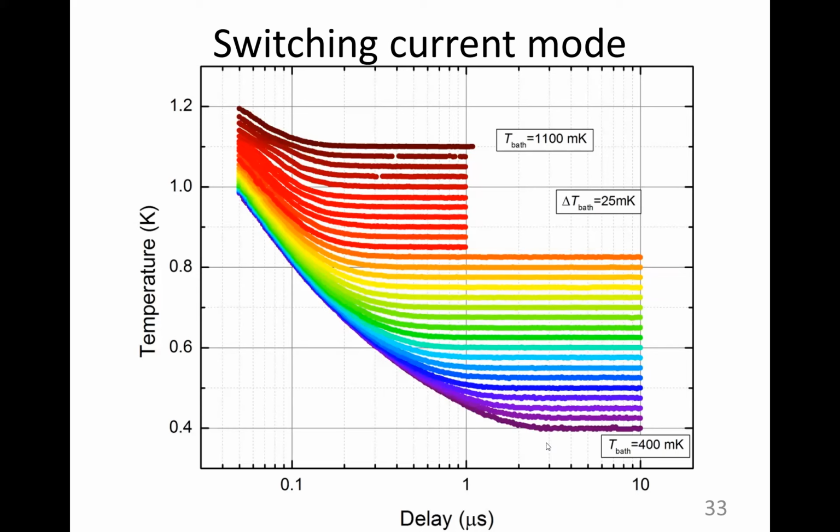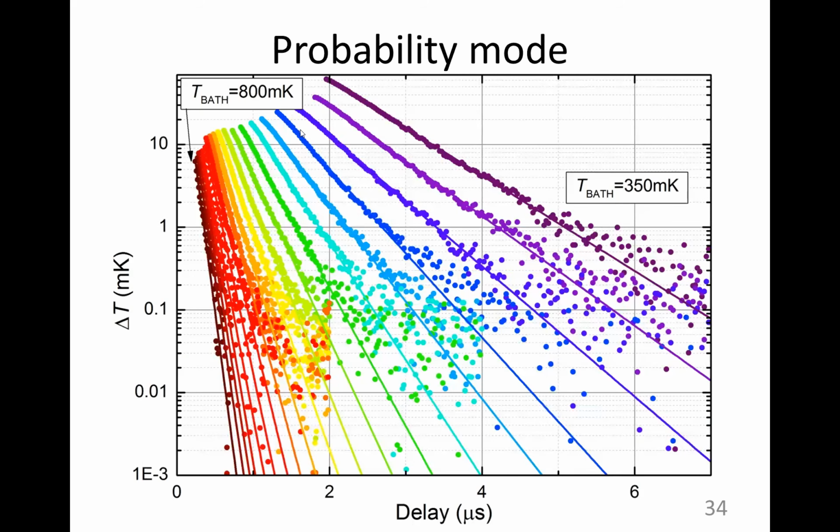We see that in low temperature, the relaxation from the temperatures close to TC to the above temperature is relatively slow, of the order of 1 microsecond or even more. But when we go close to TC, this relaxation is much quicker, and the time scale here is 100 nanoseconds or even less. So that was switching current mode, and probability mode is here.